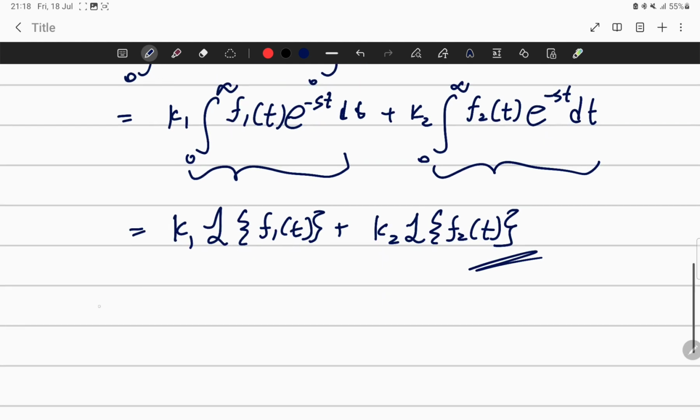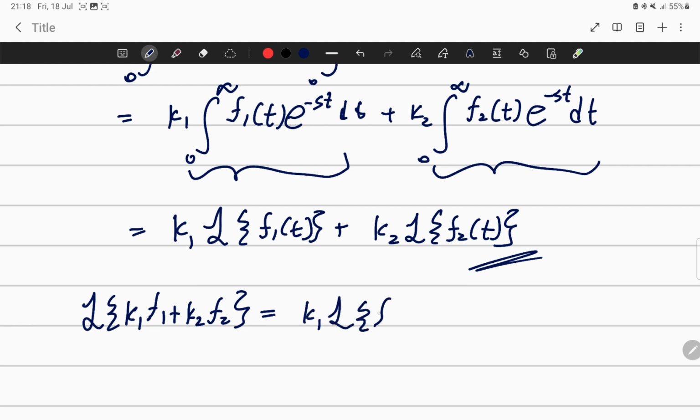So I have basically proved this property: Laplace transformation of k1 f1 plus k2 f2 is k1 times Laplace transformation of f1 plus k2 times Laplace transformation of f2.